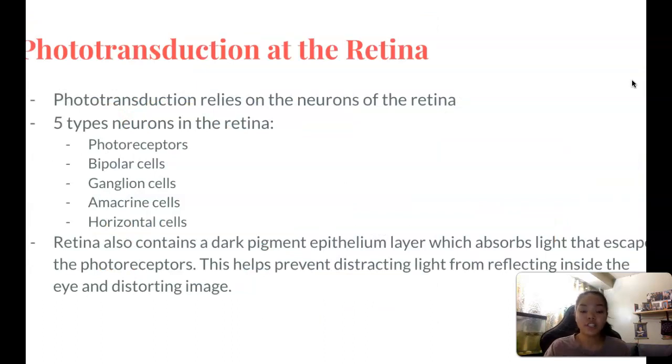So, phototransduction at the retina. Phototransduction relies on the neurons of the retina. There are 5 types of neurons: photoreceptors, bipolar cells, ganglion cells, endocrine cells, and horizontal cells. The retina also contains a dark pigment epithelium layer, which absorbs light that escapes the photoreceptors. This essentially helps prevent distracting light from reflecting inside of the eye and distorting the images.